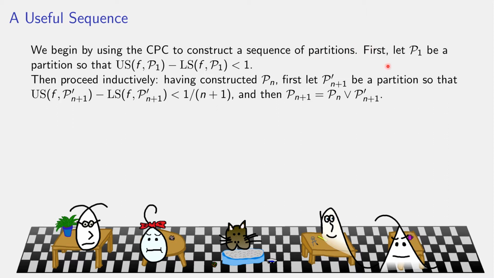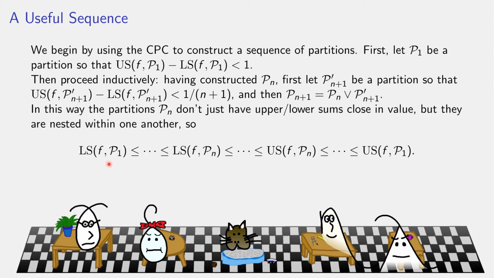Then get a partition so that the difference is less than a third, and refine it with the one you just got, p sub 2. Make that p sub 3, and so forth. So, having already constructed one partition, let p prime be a partition so this difference is less than 1 over n plus 1, and then refine it with the one you had, and that's your next partition. So every partition doesn't just accomplish that the upper and lower sums are close to one another. Each partition is a refinement of the one that came before it.